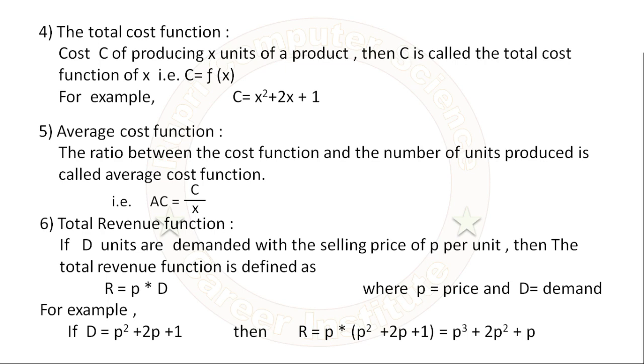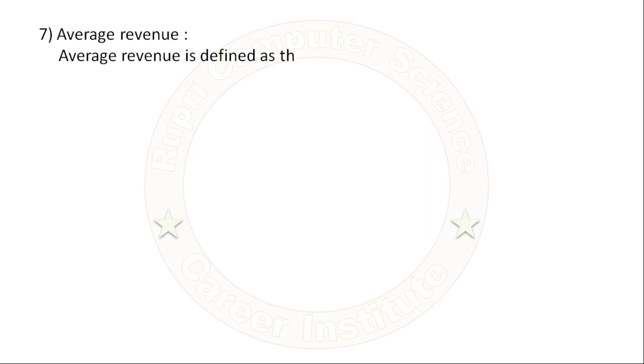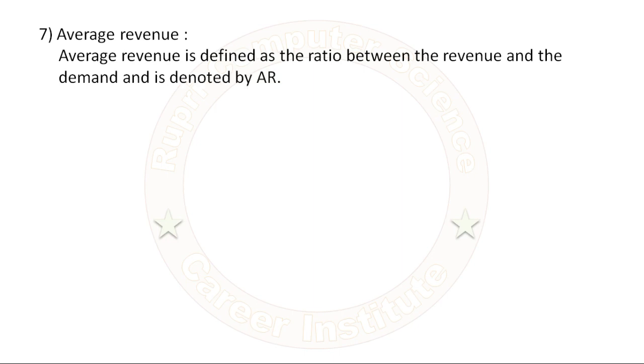Do you understand? Now, seventh, average revenue function. Average revenue is defined as the ratio between the revenue and the demand and is denoted by AR.